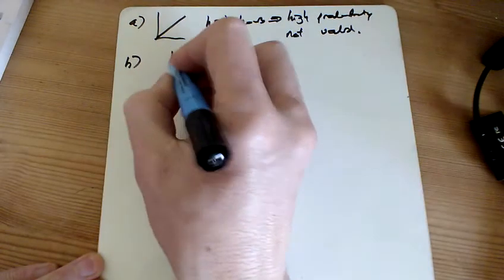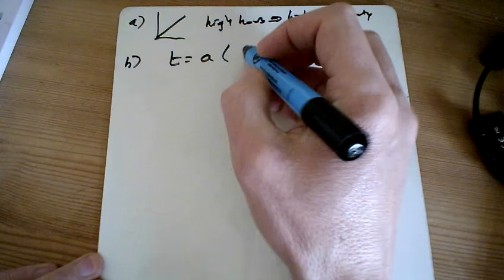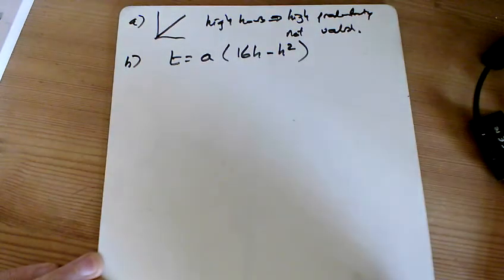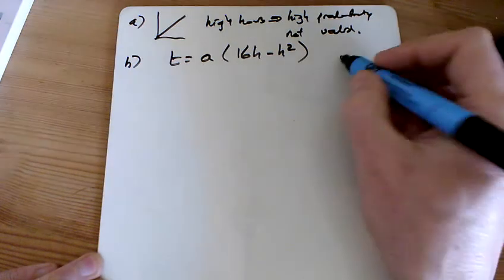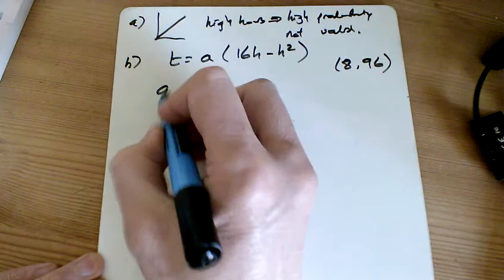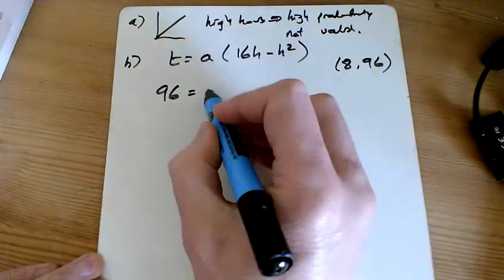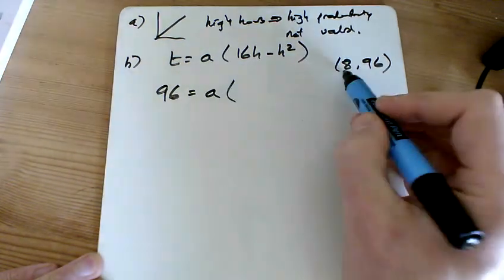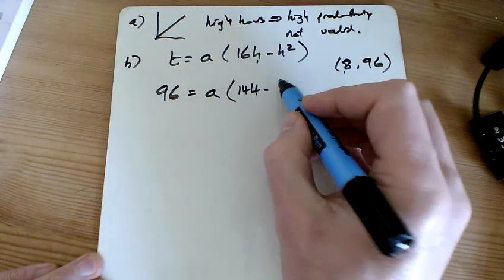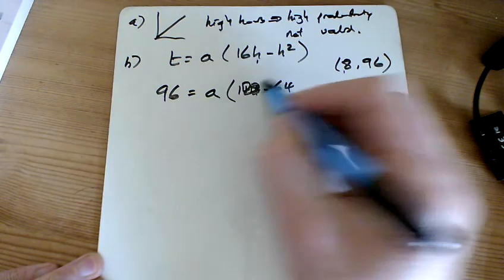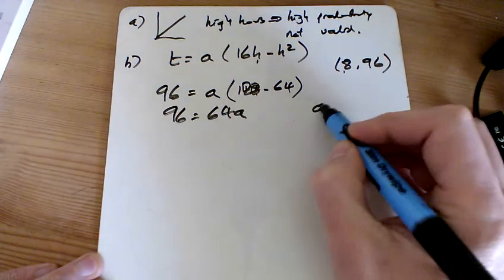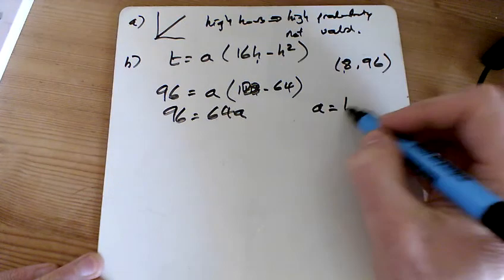And in model B, we've been told that the productivity is A lots of 16h minus h squared. We're just being asked to find out what A is, and we've been given a point that we can put in: 8, 96. So if we put the 96 in there, and we've got A lots of, stick the 8 in there, we've got 144 take away 64, 128 take away 64, so we've got 64A, and so that A is turning out to be 1.5.